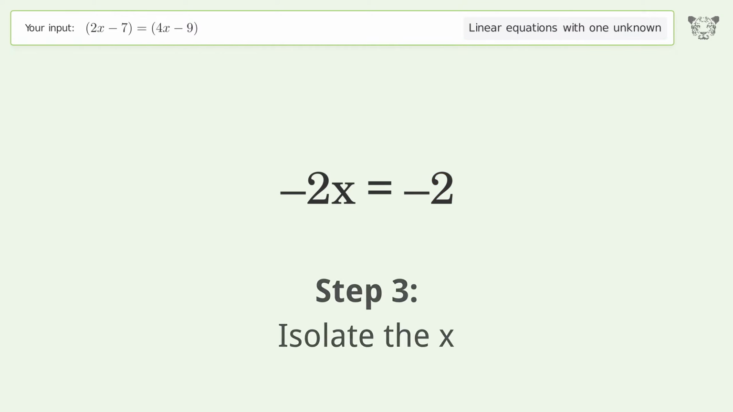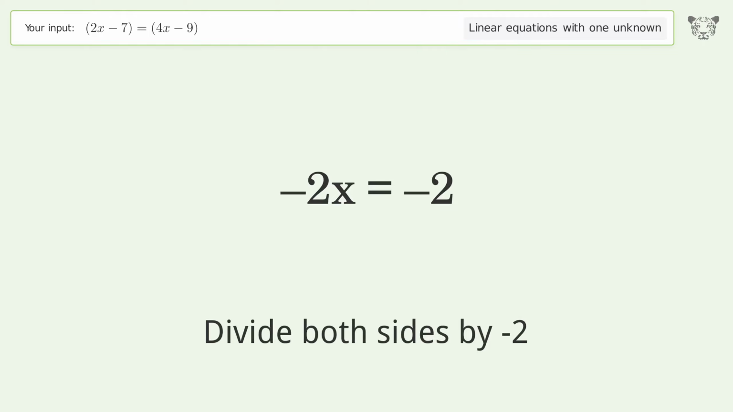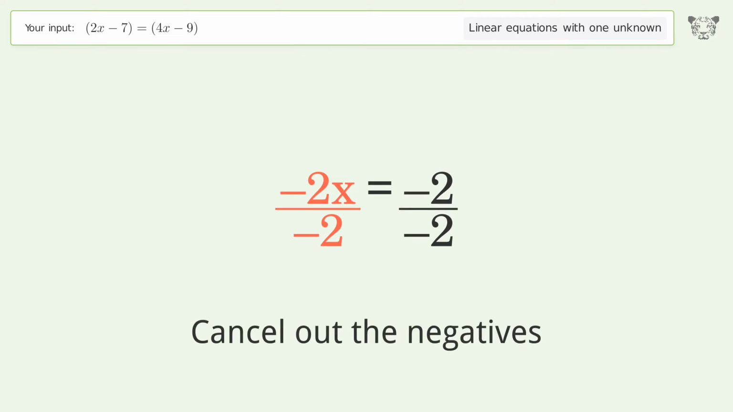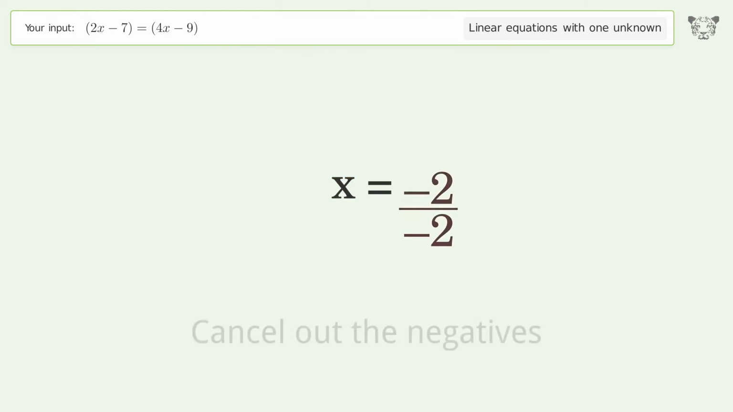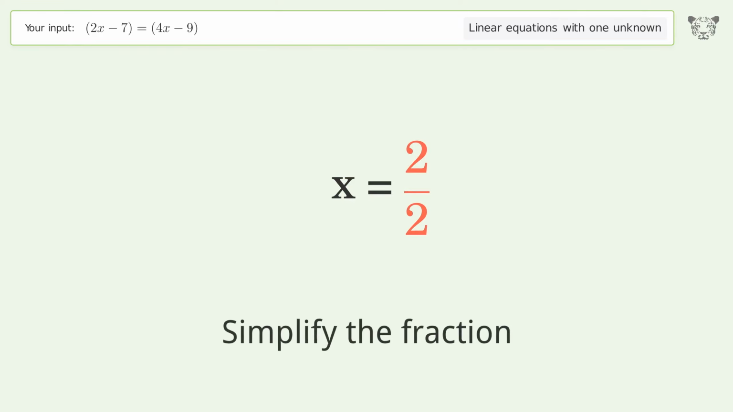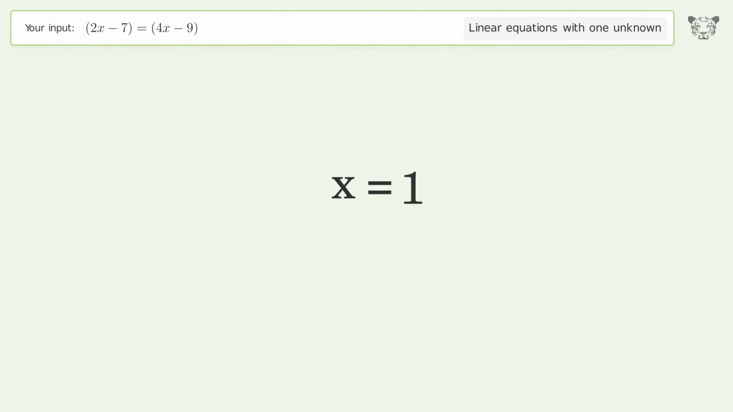Isolate the x. Divide both sides by -2. Cancel out the negatives. Simplify the fraction. Cancel out the negatives. Simplify the fraction. And so the final result is x equals 1.